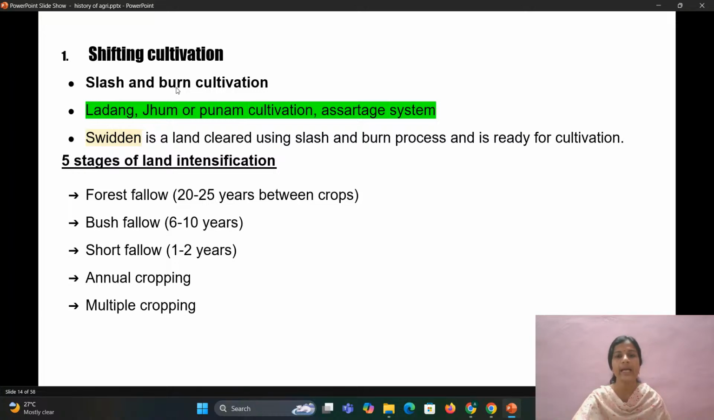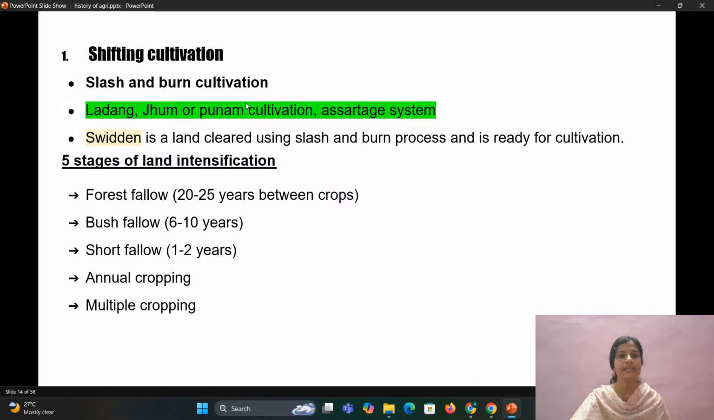There won't be any application of manures, fertilizers, etc. Once the natural fertility of the soil is lost, they won't get any yield from that. Then they will abandon the land and move to a new place. So that is slash and burn cultivation. Some other local terms are also there to describe this shifting cultivation: ladang, jum, punam cultivation, asartate system, etc. And Sweden is the term that is used to denote the land that is cleared using this slash and burn process and which is ready for cultivation.